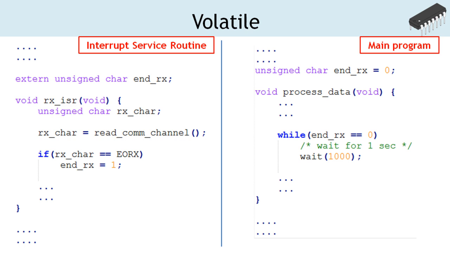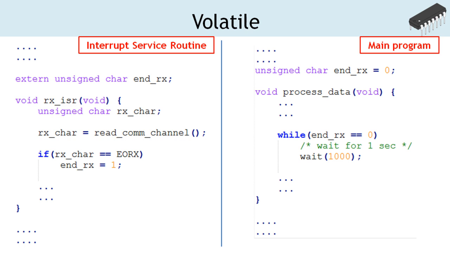The expression in the while loop checks if end_rx is 0 and makes the function wait. The wait continues until end_rx is set to 1 by the interrupt service routine rx_isr. But with optimization enabled, the compiler removes the code following the while loop, assuming it to be an infinite loop because the variable end_rx is initialized to 0 and never changes in the main program. This leads to incorrect code generation and program failure.